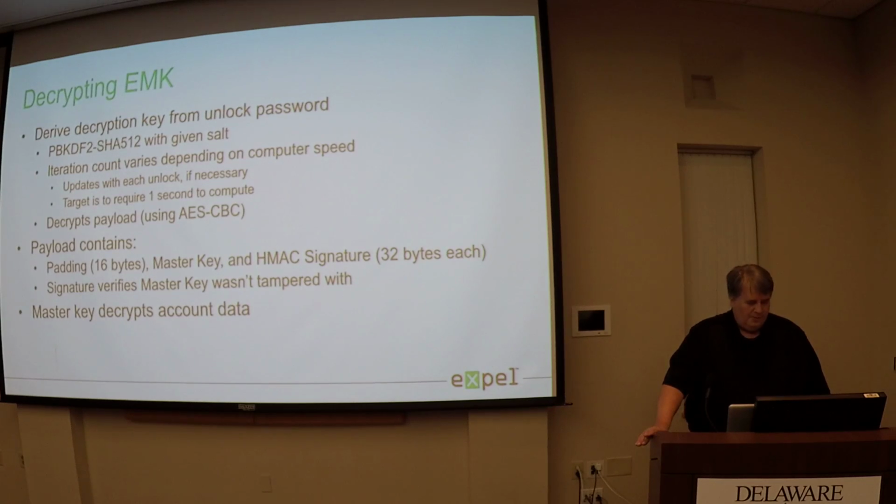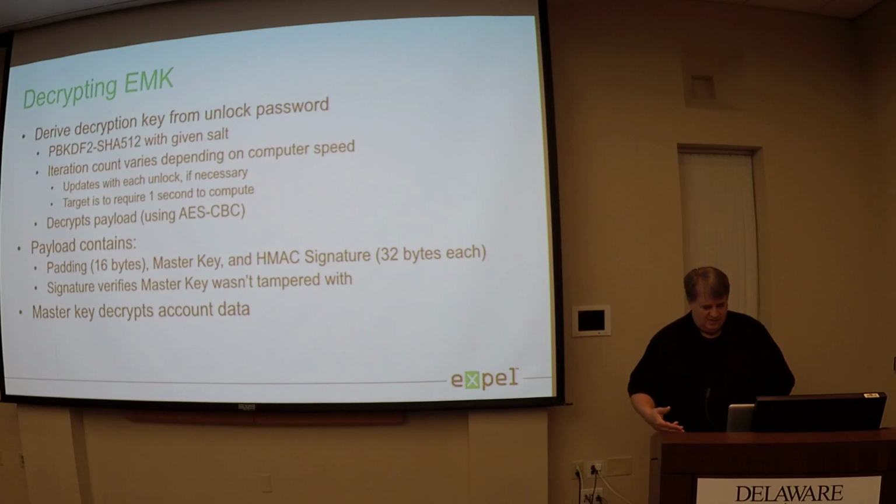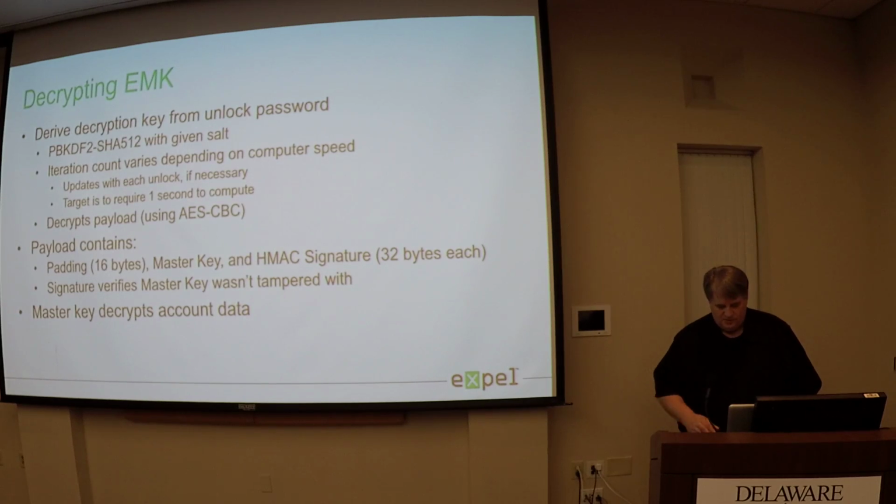So you type in your master password, it pulls the information from the EMK structure, derives another key, that then decrypts the payload, which contains a master key and a signature key. The signature helps to verify that the master key hasn't been tampered with, and then that goes on, decrypts the account data and the accounts table, and then goes on to get the actual data.